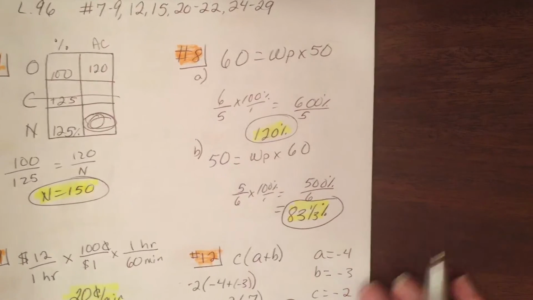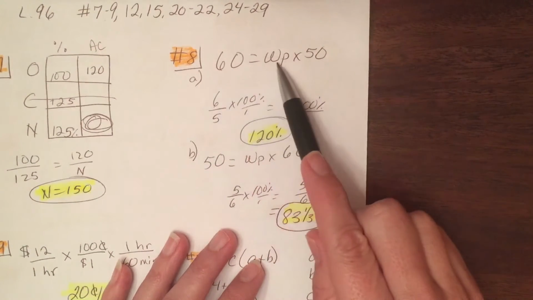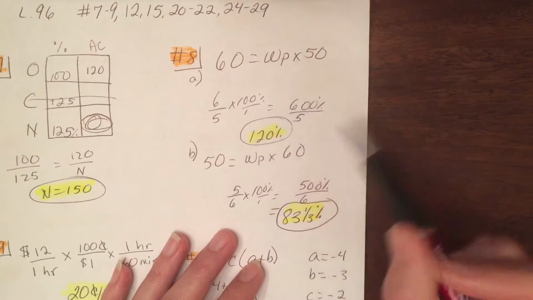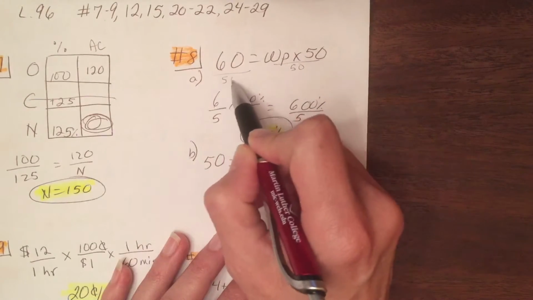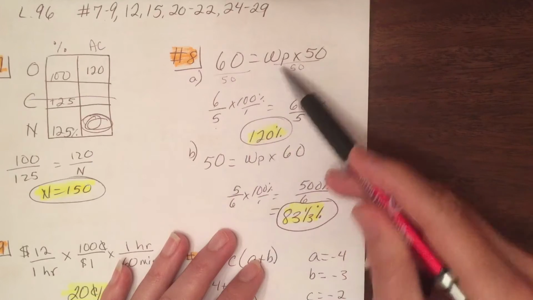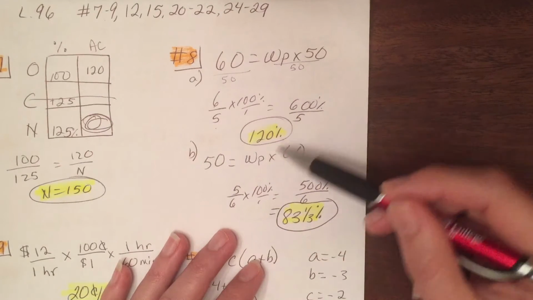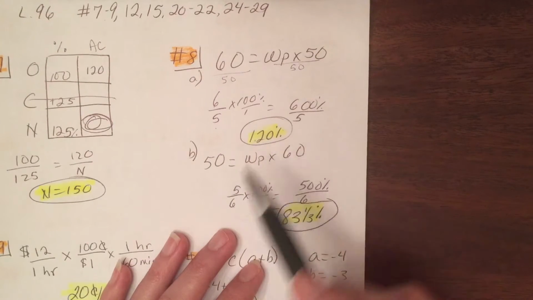Number 8, 60 is what percent of 50? So I want to find WP, so that means I need to divide both sides by 50. 60 divided by 50 reduced to 6/5. I multiply by 100% to get to percent. I end up with 600% divided by 5. When I did that division, it's 120%.